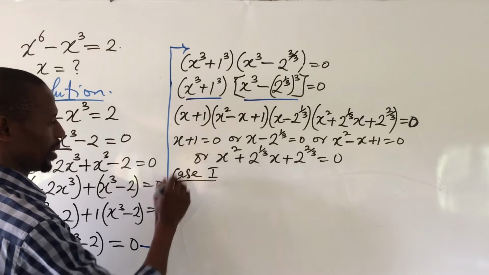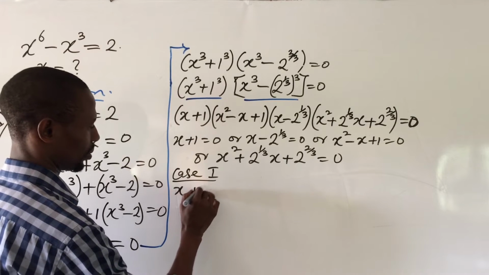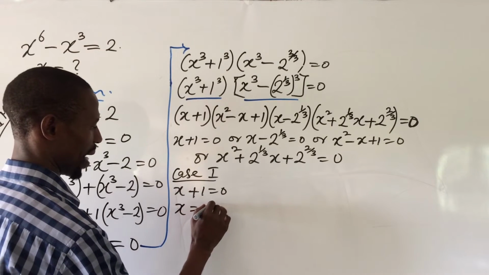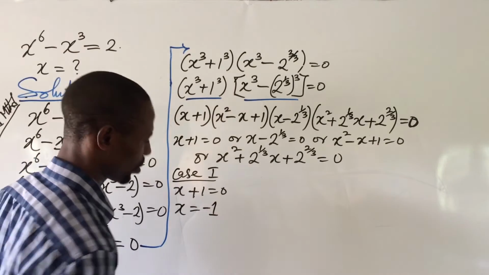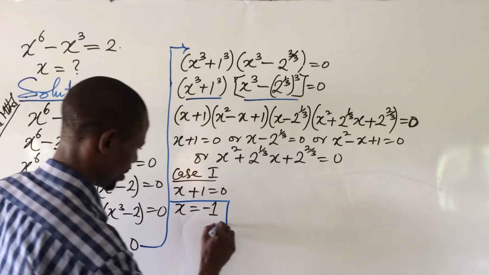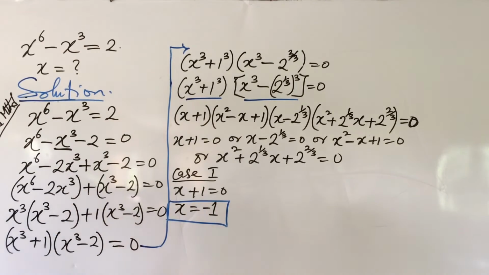Case 1 says x plus 1 equals 0. So we have x equals minus 1. We have got the first value of x already from here. So this is the first root.